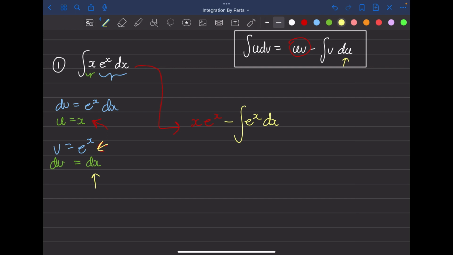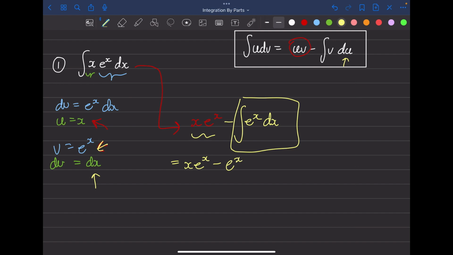So what I'm going to do is I'm going to rewrite the first term because that does not need to change. I'm going to rewrite down x times e to the power of x, and then minus, what is the integral of e^x with respect to x? Like we said before, the integral of e^x with respect to x is e^x. So I'm going to leave that there.